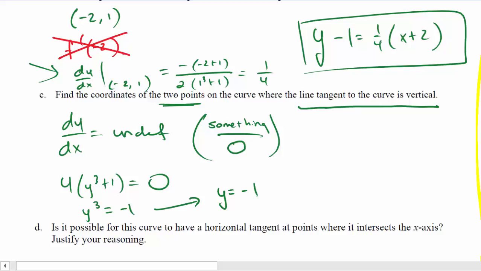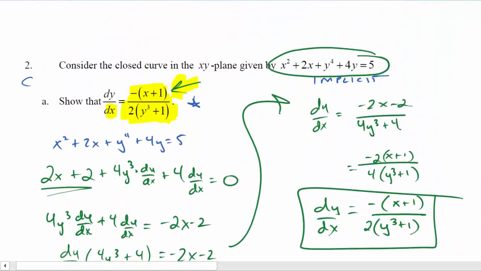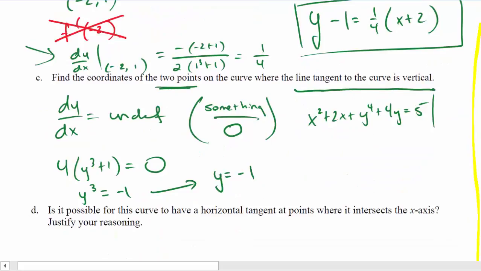I do need x. Where do I get x from? The original equation. So x squared plus 2x plus y to the 4th plus 4y equals 5. Let's write that down. All I'm doing is evaluating this at y equals negative 1. X squared plus 2x, this is going to give me positive 1 minus 4, which is negative 3, equals 5. Subtract the 5 is what I wanted to say.